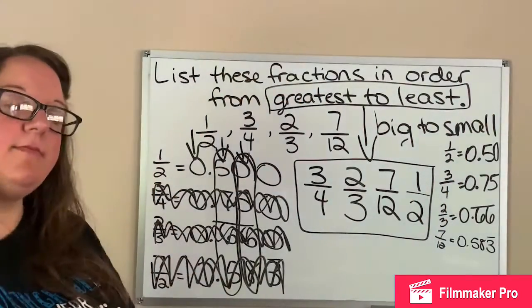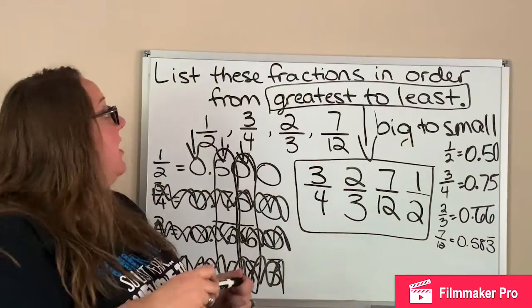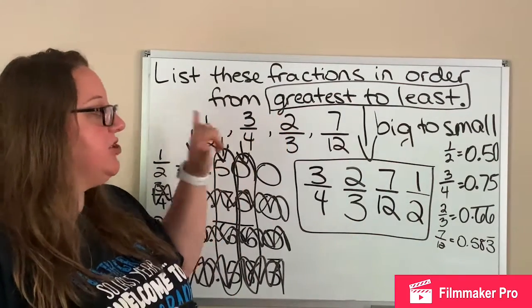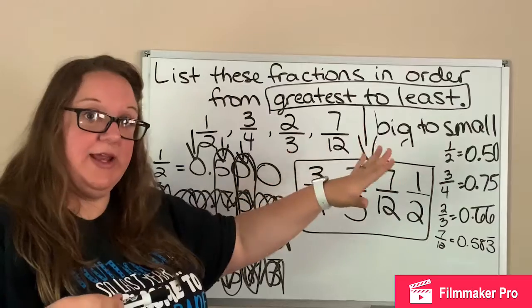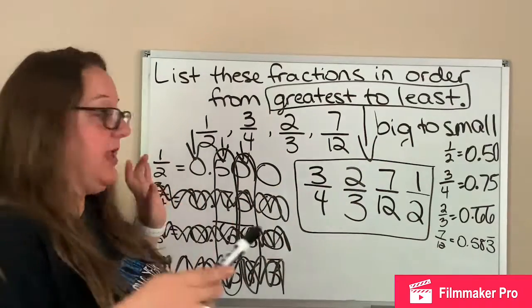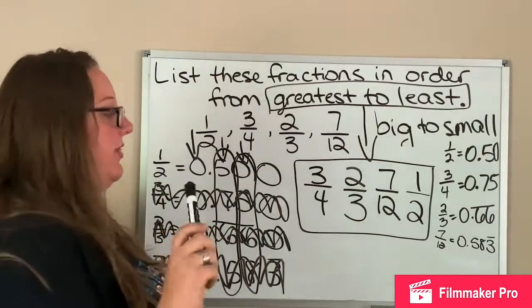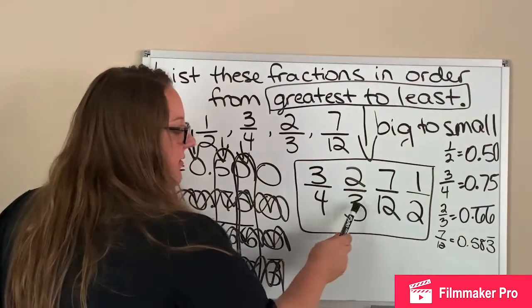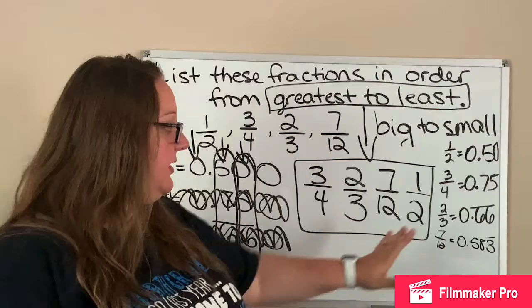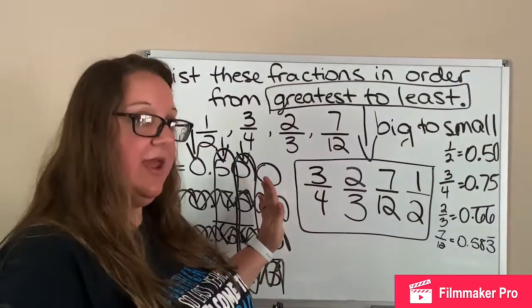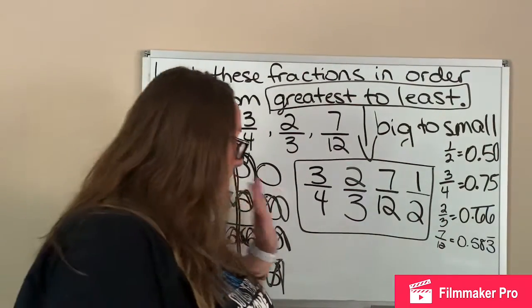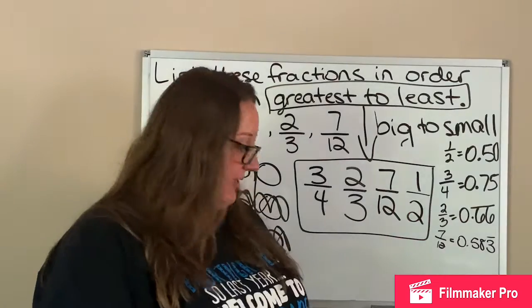Okay? Now, if the question had said, list these fractions in order from least to greatest, it would be the other way. You would still do all the work the same, but your order would then be 1/2, 7/12, 2/3, and 3/4. When you go this way, it's least to greatest. When you go this way, it's greatest to least.